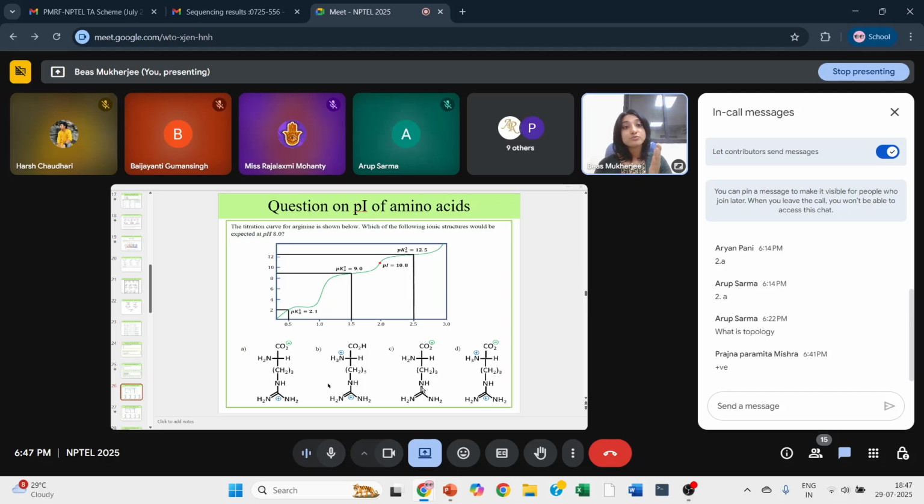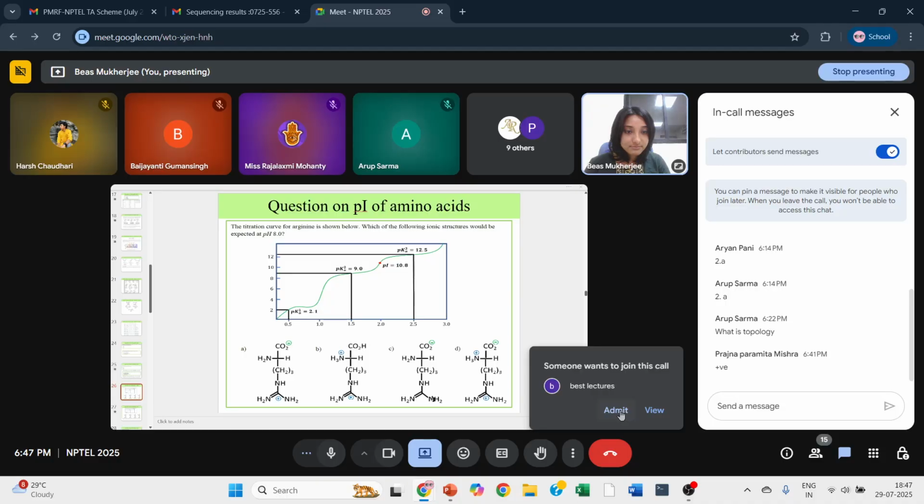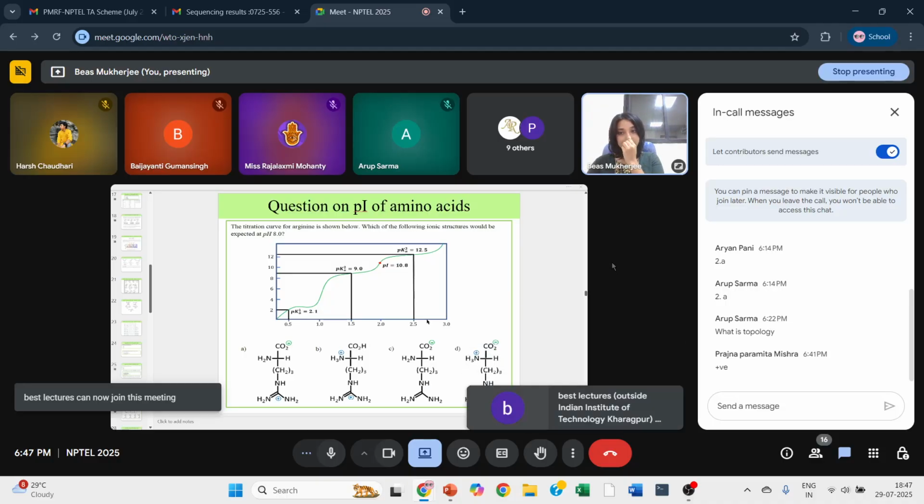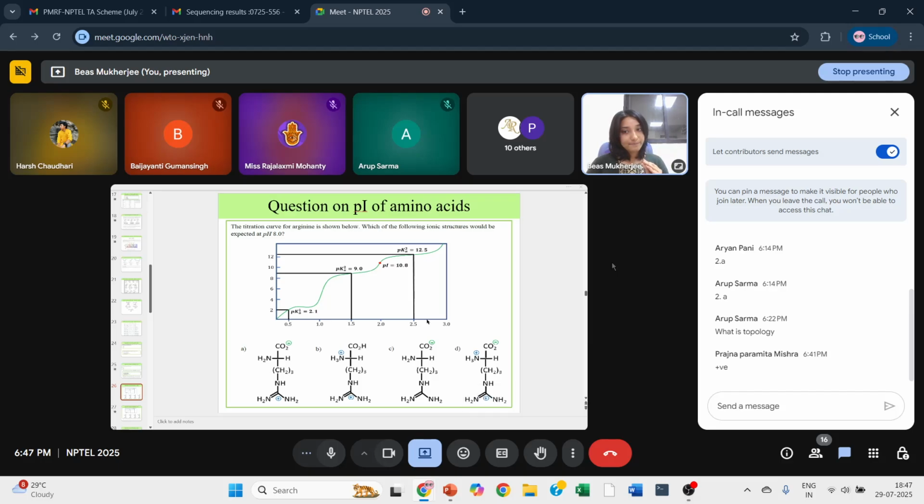Which of the following ionic structures would be expected at pH 8? So pH 8 means it is between pKa1 and pKa2. So what structure would be expected? Right, so think about it. Based on your understanding until now, you should be able to answer this. Initially at pH 0.5, only the positive charge would be there. All the COO minus would be COOH, uncharged. At pH 2.1, after pH 2.1, okay, so we have got one answer, that is B.